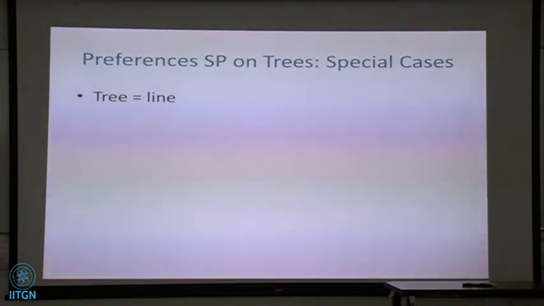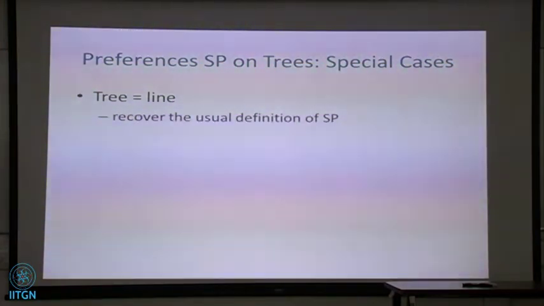When the tree degenerates to a line, of course, we recover our usual definition of being single peaked on a line, because that's just being single peaked on every path in that tree. If the tree itself is a path, then just that. Okay, so what if my tree is a star? I have it in the slides, but I want you to think about it. What does it mean that preferences are single peaked on a star? So this is the star.